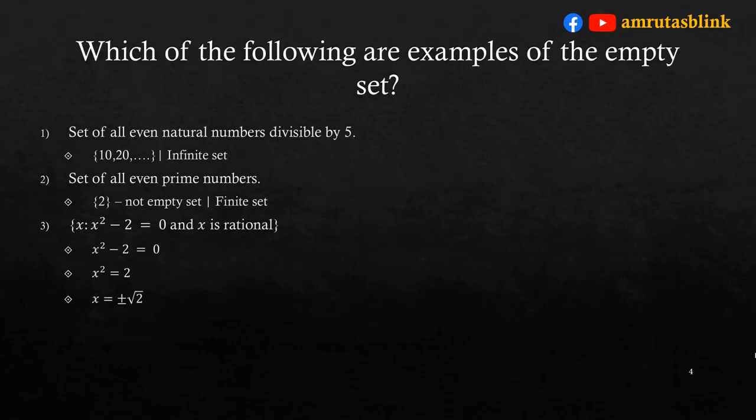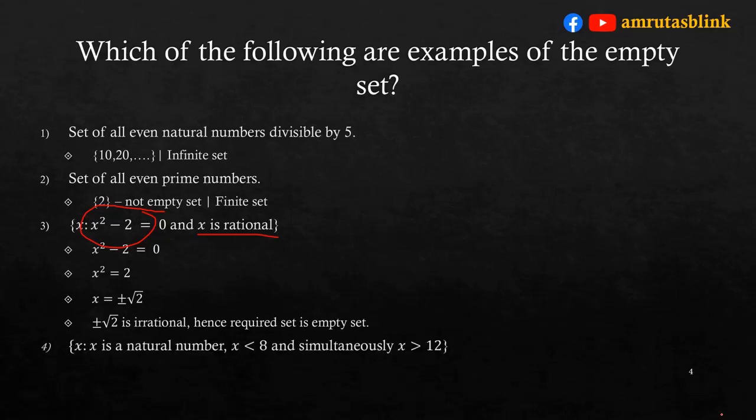There are two conditions given. One is x square minus 2 is equal to 0. So if we solve this, we will get x is equal to plus or minus root 2. But second condition is also added that x is a rational number. Both the conditions cannot be true at the same time, and hence it will be an empty set, because there cannot exist such an element which will satisfy both the given conditions at the same time.